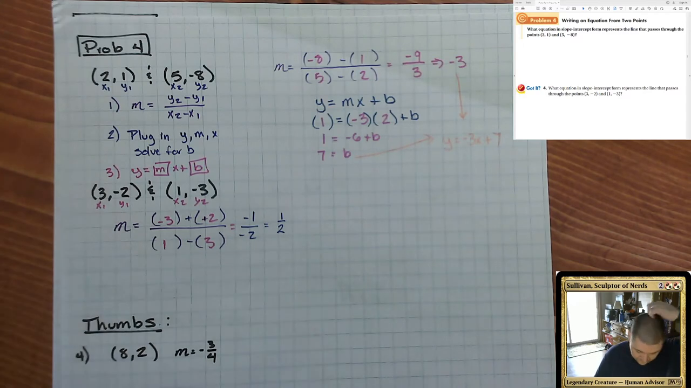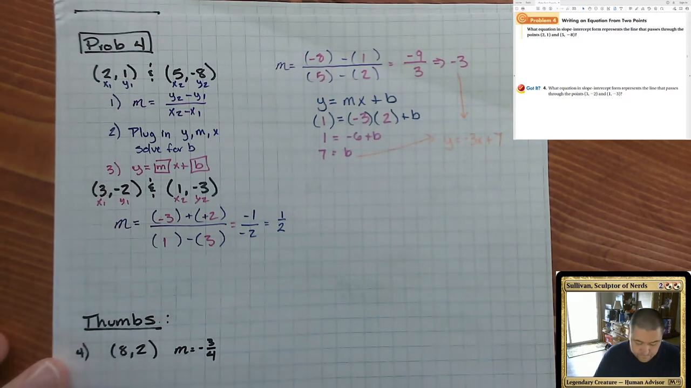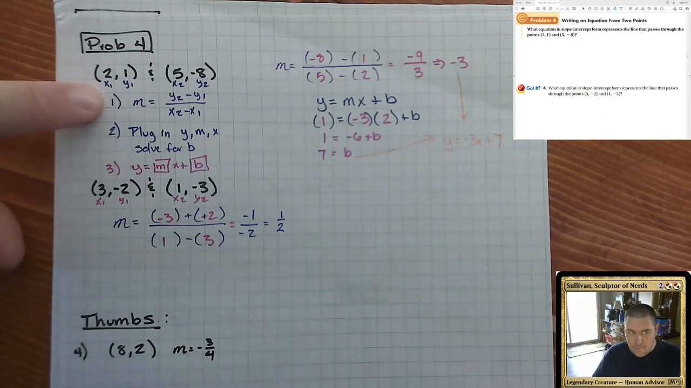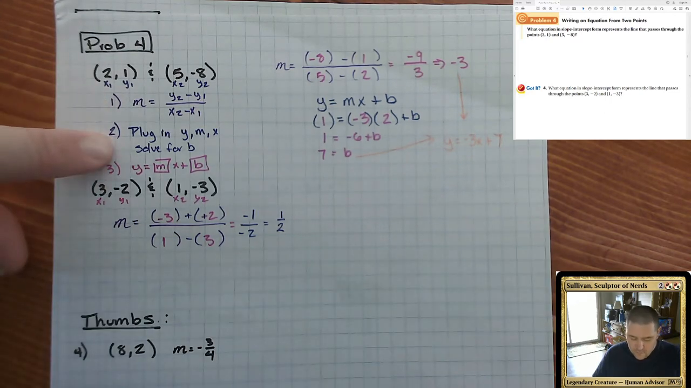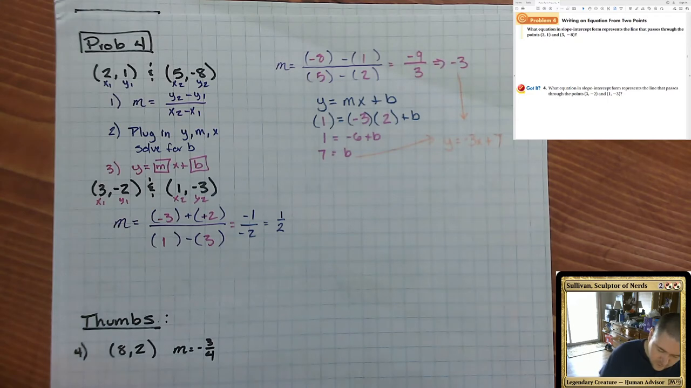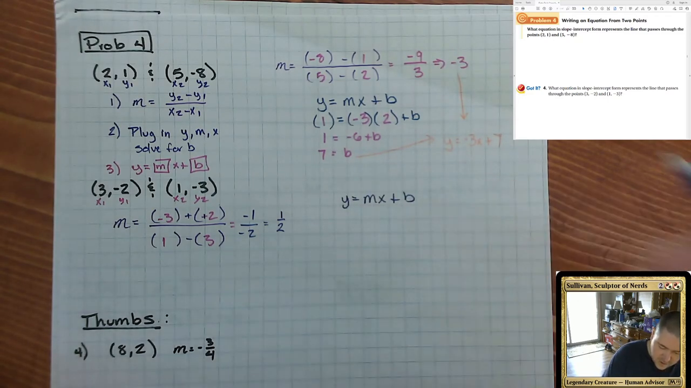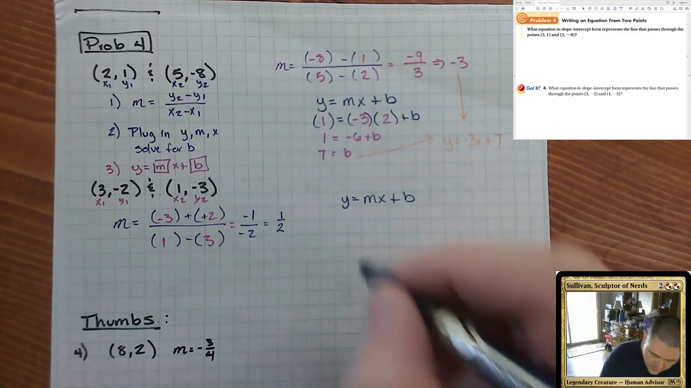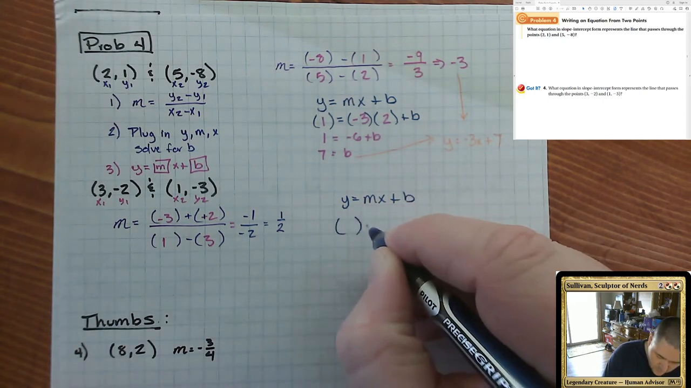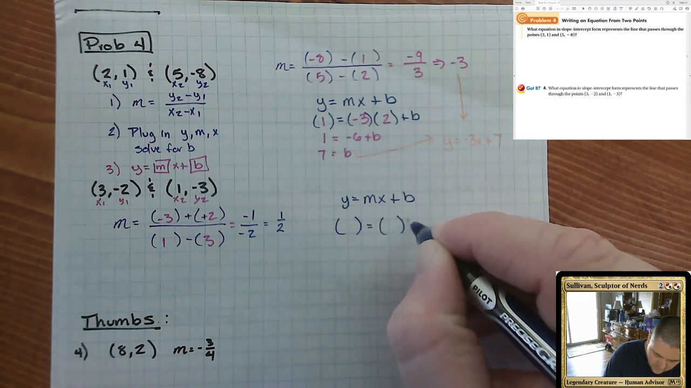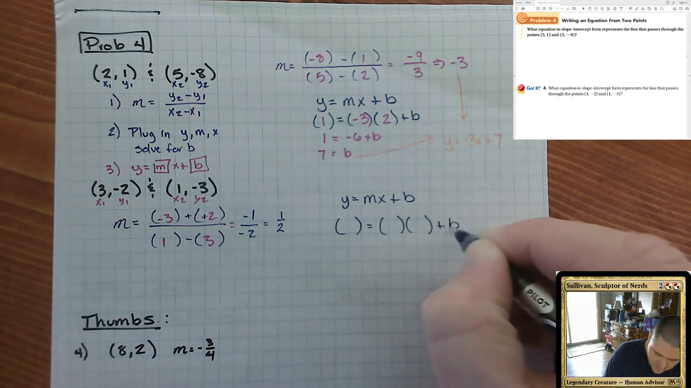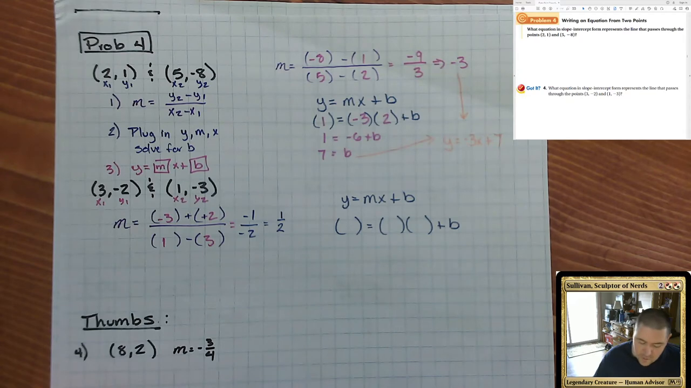Positive 1 half. Cool, I got a slope. Part one. Part two. I'm now going to go to y equals mx plus b, that form. Get used to it. And I'm going to plug in a y, an m, an x. I'm going to solve for my missing b.